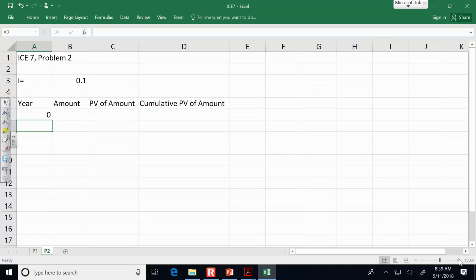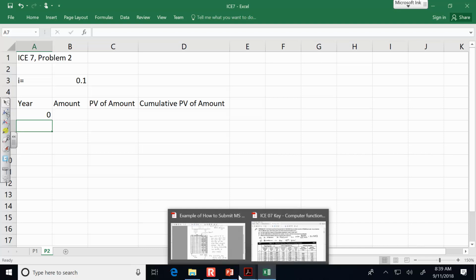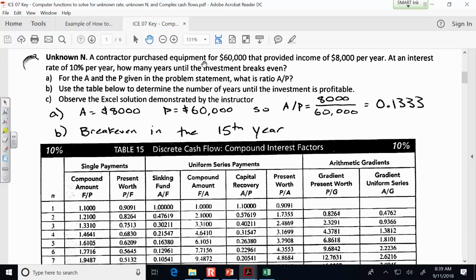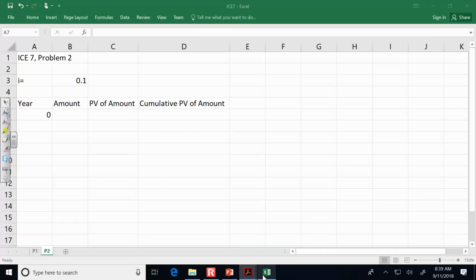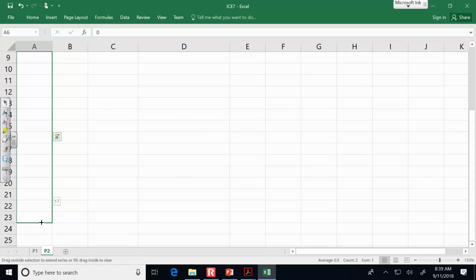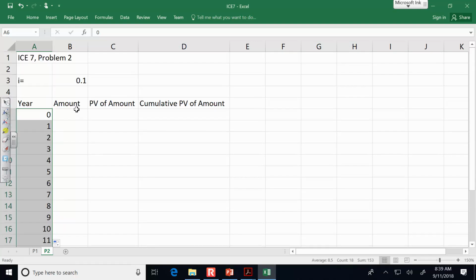So how many years did it say this happens? 8,000 per year. Oh, it just keeps continuing. All right. So let's do it through 17 years just to illustrate. So I'll take the years down through 17. And then the amount is that in the first year the contractor pays 60,000. And then all the rest of the years the contractor receives 8,000.